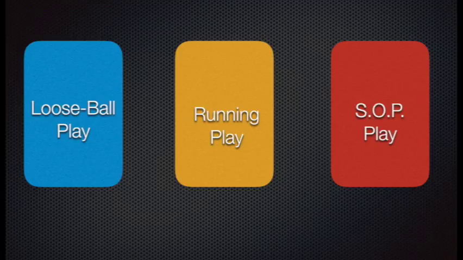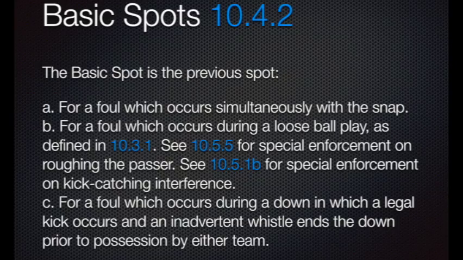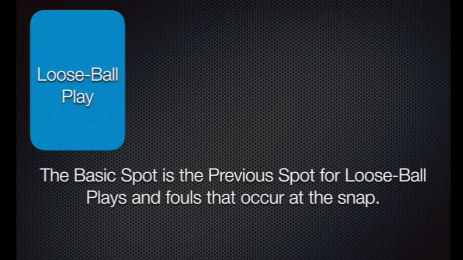So understanding these basic play types, now you can begin to look at the basic spots, which are in Rule 10.4.2. And this tells us that the basic spot is the previous spot for a foul which occurs simultaneous with the snap. So illegal formations, illegal substitutions, just a couple examples of fouls that occur at the snap. Also for a foul which occurs during a loose ball play as defined in 10.3.1, which we read, and for 10.5.5 for special enforcement on the roughings, and 10.5.1b for special enforcement for kick-catching interference, and also for a foul which occurs during a down in which a legal kick occurs and an inadvertent whistle ends the down prior to possession by either team. A loose ball play.